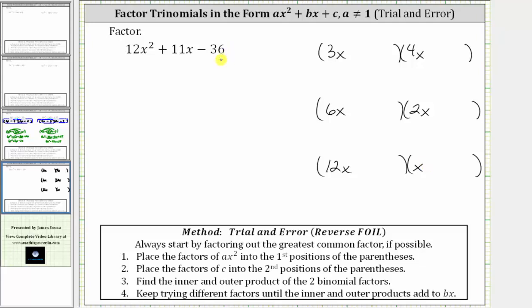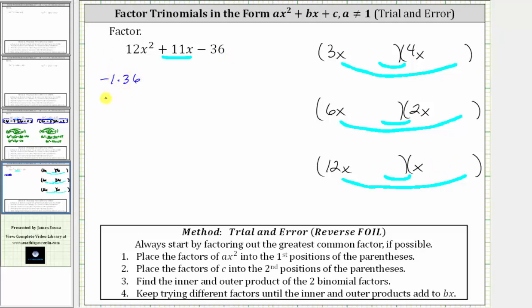Next, we need to place the factors of c, which in our case is negative 36, into the second positions until we determine that the sum of the inner product and outer product is equal to the middle term of 11x. So we need to find the sum of the inner product and outer product for each set of parentheses, here as well as here. Let's go ahead and list all the factors of negative 36. We have negative 1 times 36, negative 2 times 18, negative 3 times 12, negative 4 times 9, negative 6 times 6. Going back up to the top, we could also use negative 36 times 1, or negative 18 times 2, negative 12 times 3, and negative 9 times 4.